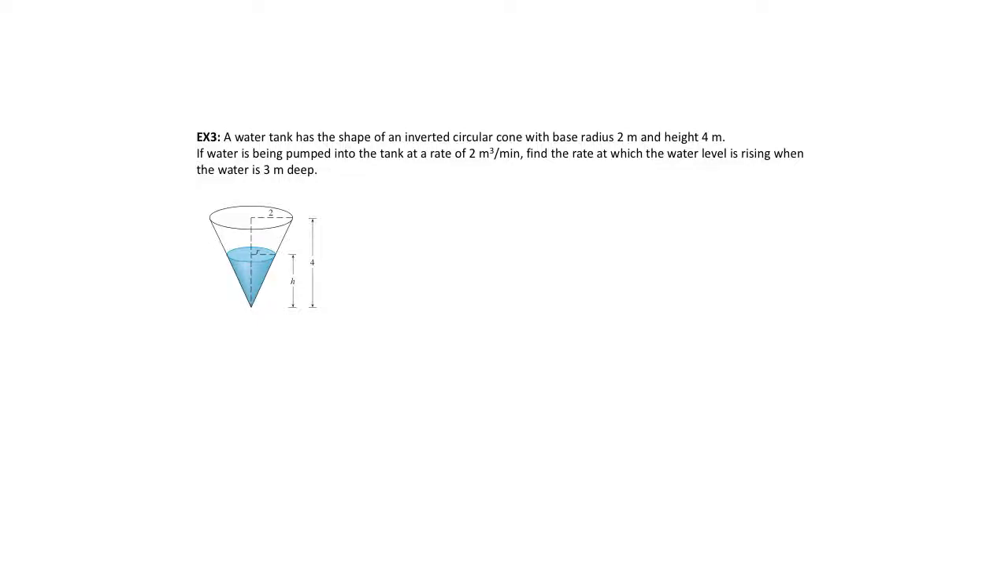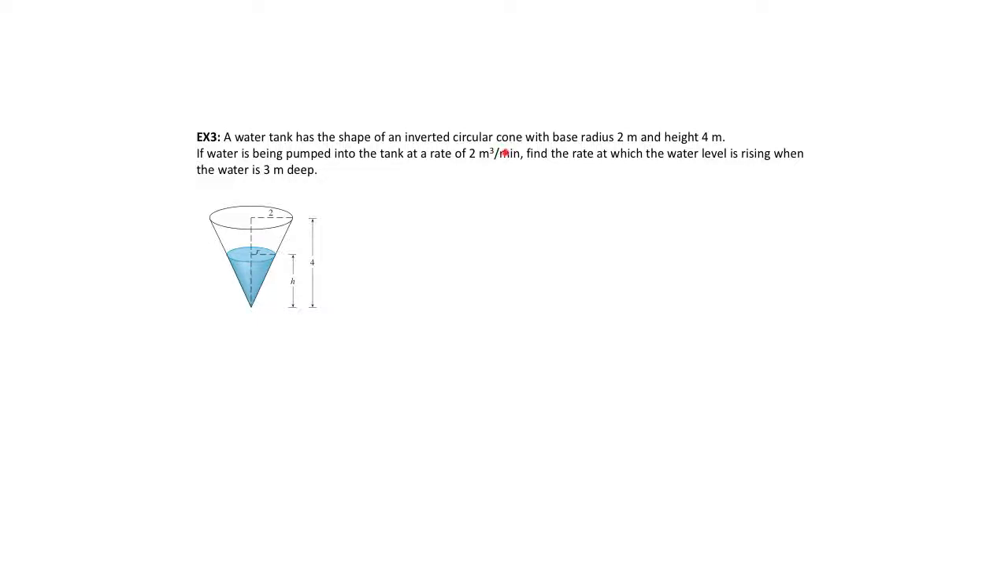In example 3, we have a water tank, which is in the shape of a cone. They're giving us the base, the radius, and the height, so we have all that information. What is important here is now the second part. Water is being pumped into the tank at a rate of 2 meters cubed per minute.